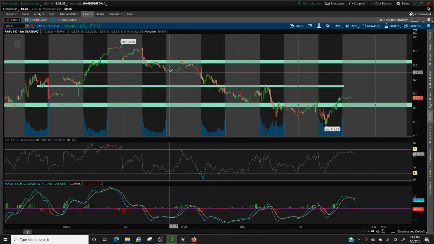We're not going to do it right here because it touched it one time. We're not going to do it right here because it got resisted one time. We're going to do it where it touches the most times. That's going to be a very, very strong support and resistance zone. Okay, so let's see what happens with the MACD and the RSI.